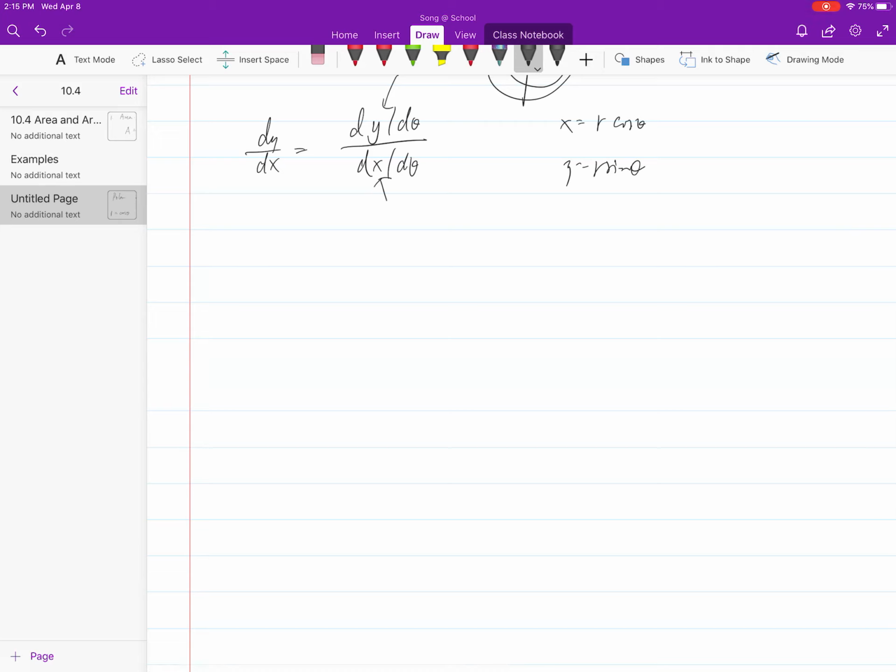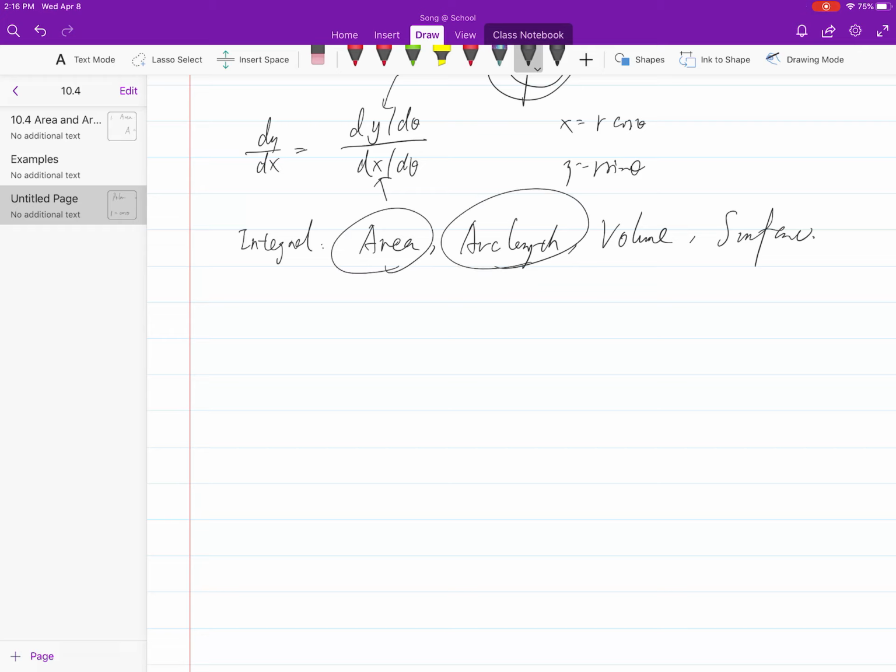So the only thing left is how to do the integral of polar coordinates. That includes area under a curve, arc length, volume, and finally the surface area. We will be talking about this one and this one today. I gave you the solid formula. Once you have that, the surface area is nothing but the arc length formula times 2 pi r.